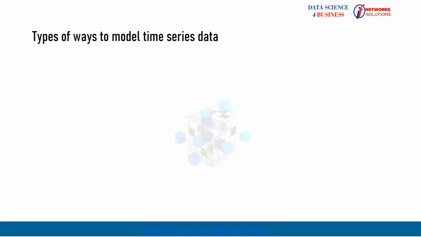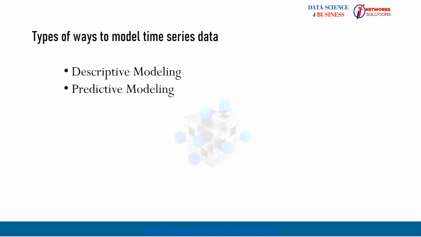So, the types of ways to model time series data. How can we model time series data? We can either model it using descriptive modeling, and in this situation, we want to describe what exactly is going on. We're going to be doing that in just a minute. And then we can do predictive modeling, or we can combine different predictive or forecasting methods.